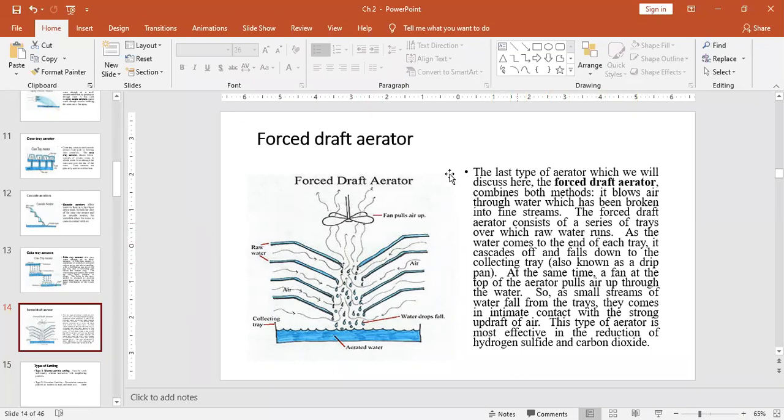Are you getting? I think you are not able to see the names over here. Okay, I will expand that figure size. Let me read first. The forced draft aerator consists of a series of trays. You can see here the series of trays.